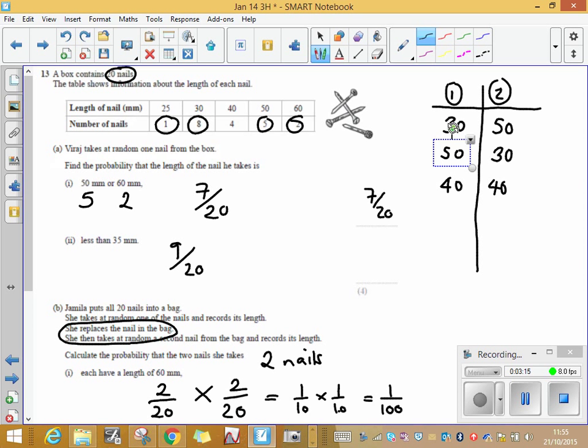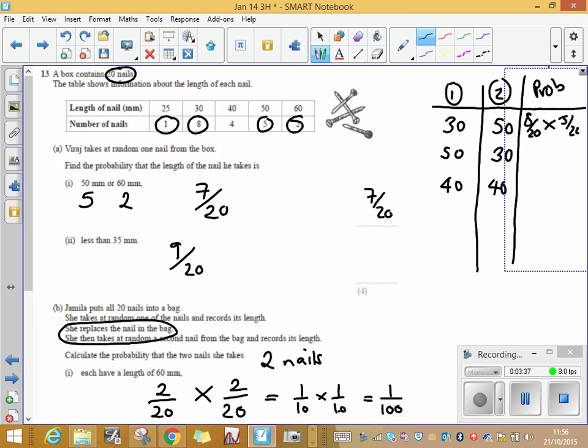So if we work out the probability that the first one is 30, let's carry this into our table here. So probability, first nail is 30, well, that's going to be 8 out of 20. The probability that the second nail is 50 is going to be 5 out of 20. Remember, she is still replacing them. First nail being 50, well, that's going to be 5 out of 20, multiplied by 30, well, that's going to be, again, 8 out of 20.